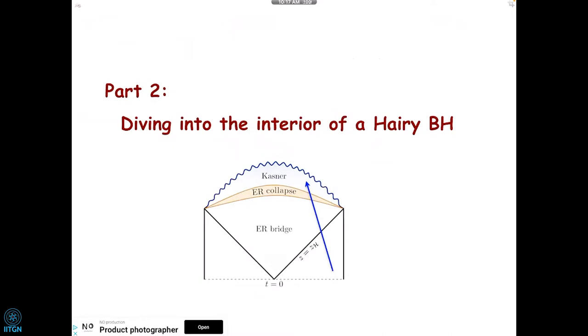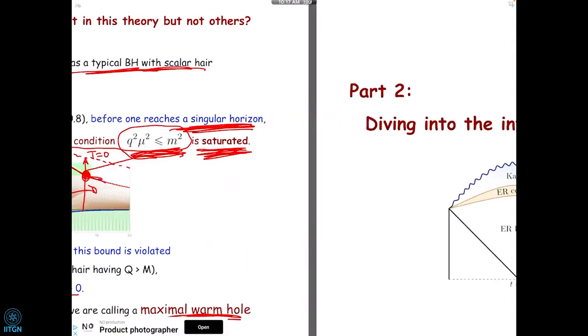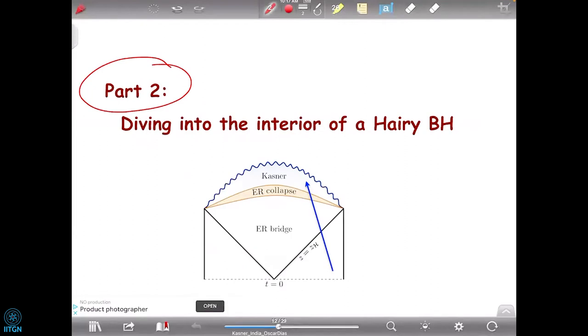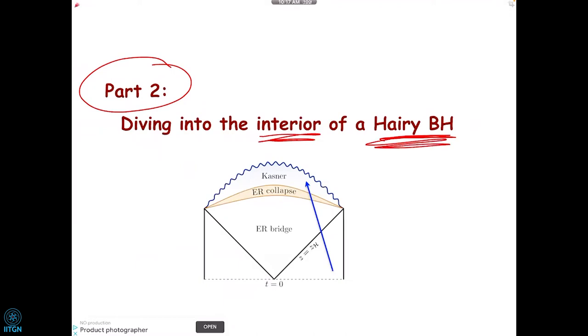So now I will start part two of this talk, which is what happens when we dive into the interior of the black hole that I just described to you. This black hole has the event horizon. So this is infinity, let me call it like this. This is H plus, and naively, it would also have the Cauchy horizon or the Wigner horizon, H minus. And I'm in the exterior of this black hole and I want to dive into the interior. And I want to approach this Cauchy horizon, okay?